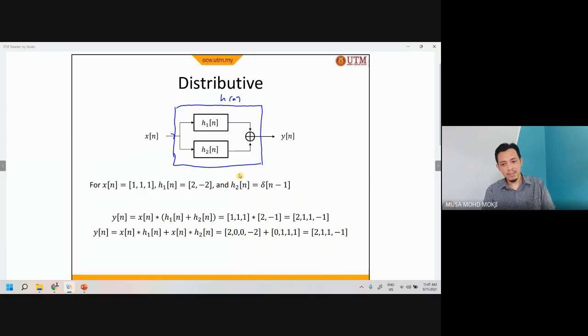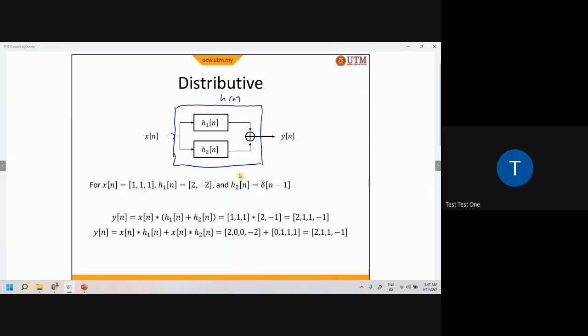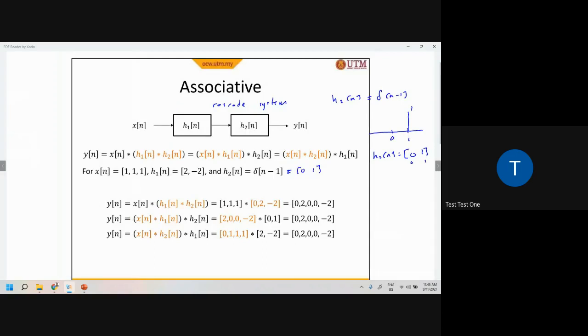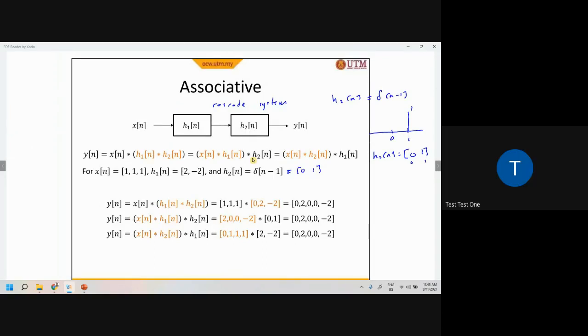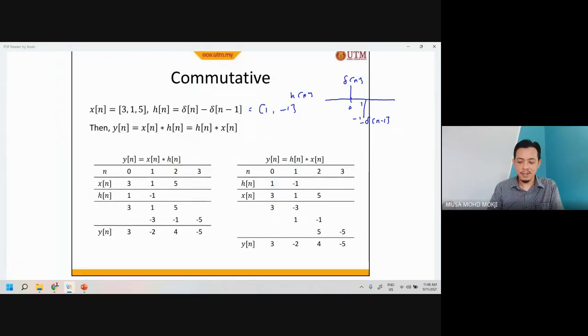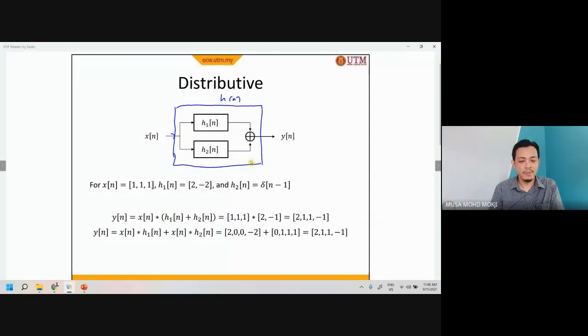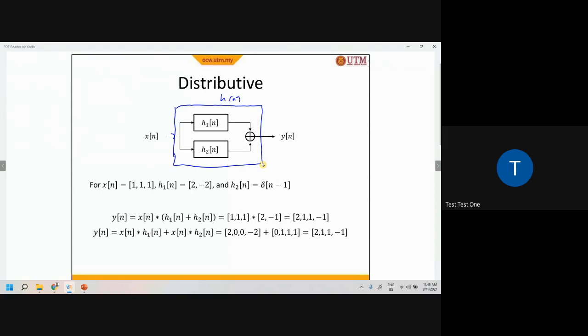Am I too fast? Doctor, can you go back to the previous slide? This one? No, just now. Another one? The distributive one. Distributive, okay. Right, this one. For the first equation, how did you get 2, -1? This one. Yeah. Okay.